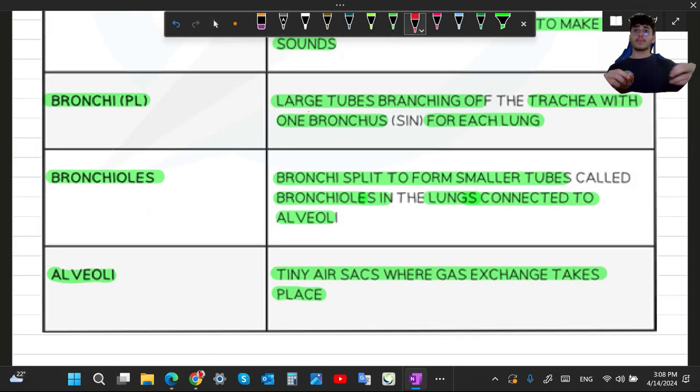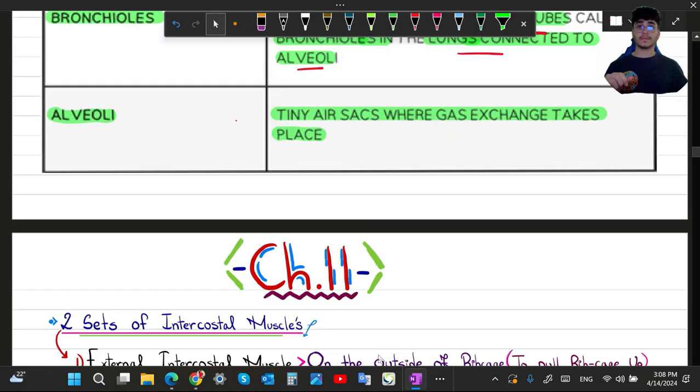Bronchioles are the branches of the bronchi that split into smaller tubes. They're connected in the lungs to the alveoli, and alveoli are tiny air spaces where gas exchange takes place. Oxygen goes in and carbon dioxide comes out.